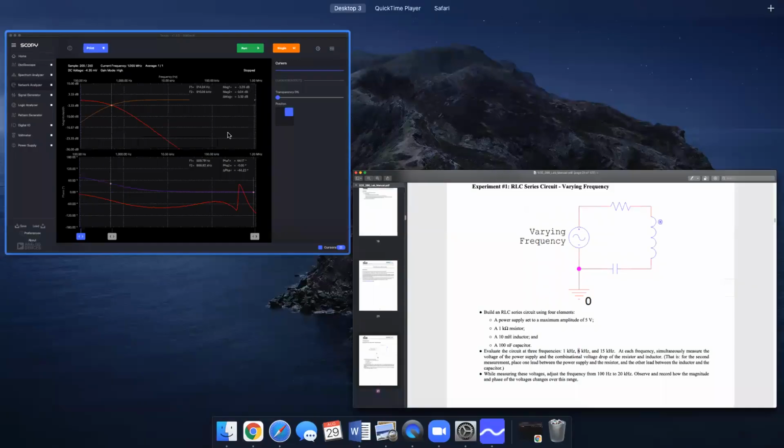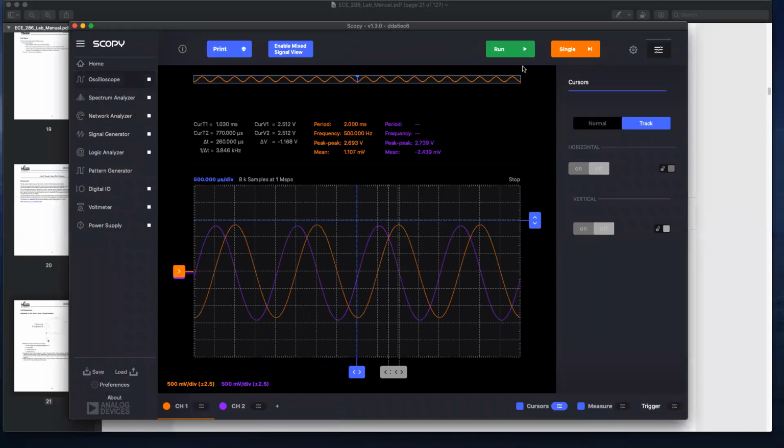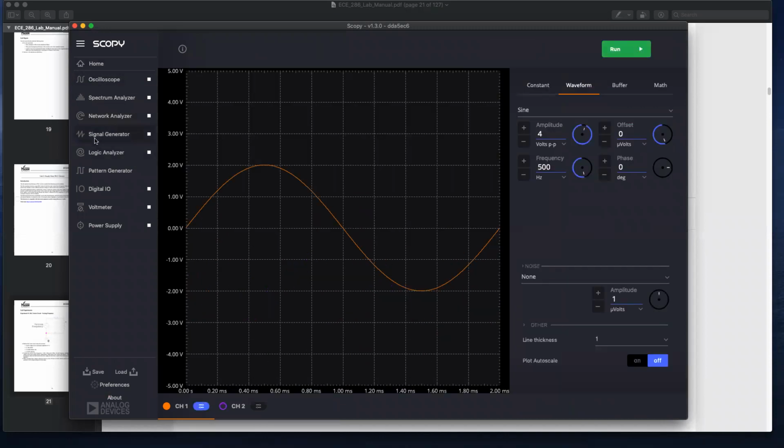So let me open up Scopy and then clear all this. I will send in my signal of 5 volts amplitude, 5 volts peak, which is 10 volts peak to peak. And then I will send it in at 6K. There we go. And then I'll go ahead and run that.